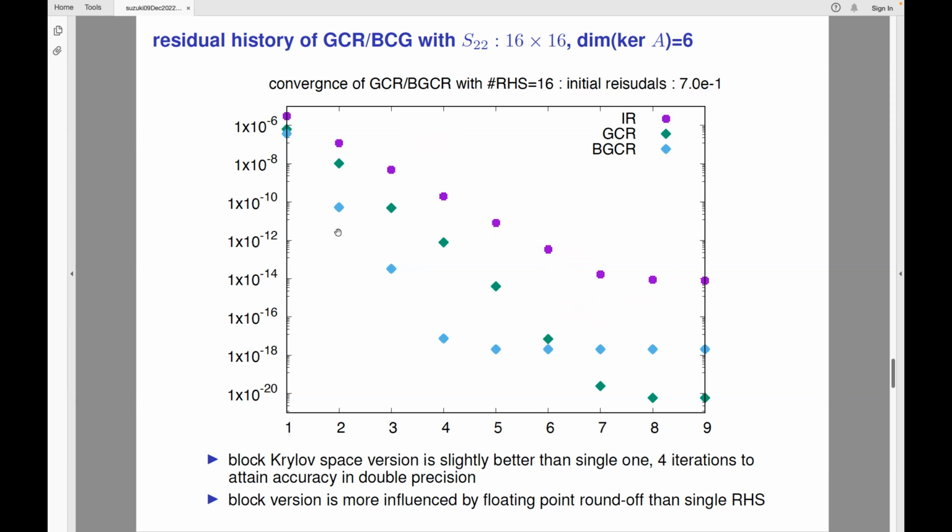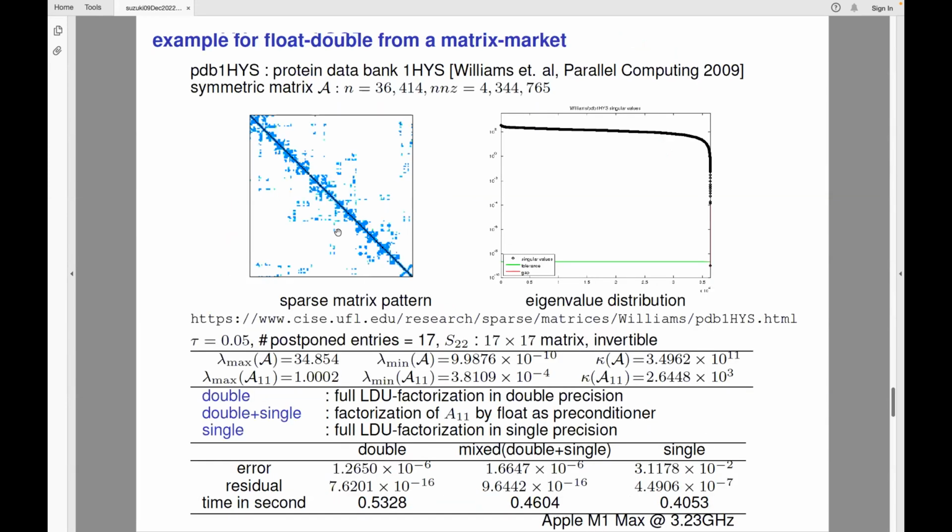But GCR can converge faster, and block GCR is much faster because it is based on a much wider subspace. So this is the way to compute the Schur complement inside of the direct solver. I can use this kind of iterative solver because the residual is about 10 to the minus 17 after 4 iterations. That is almost the exact solution. Actually, this took almost 5 minutes to finish. But this is one example of solving a matrix from Matrix Market.